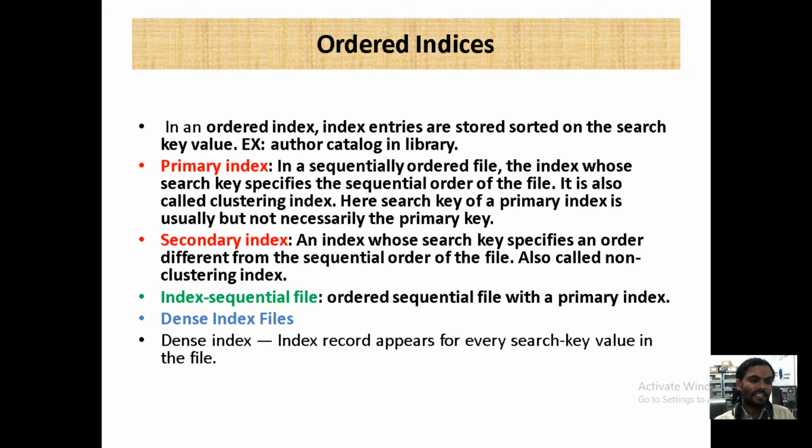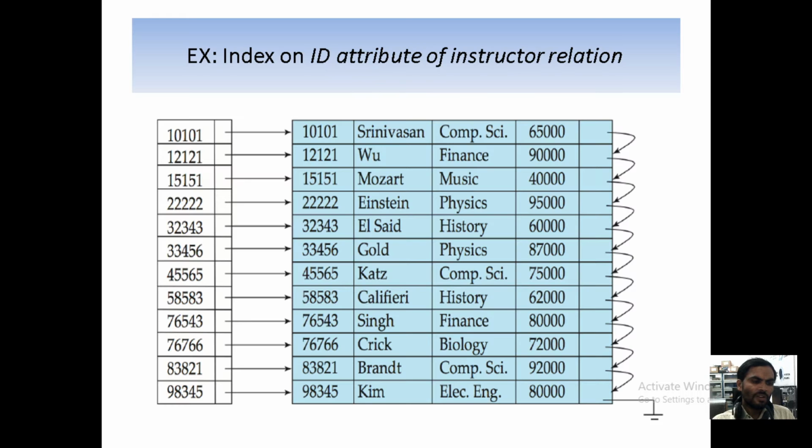The dense index appears for every search key value in the file. With the help of the dense index, if you want to find an index record, we can find it with the help of the search key value in the file. Now for the index, I have given one example here: the index on the ID attribute for the instructor relation.